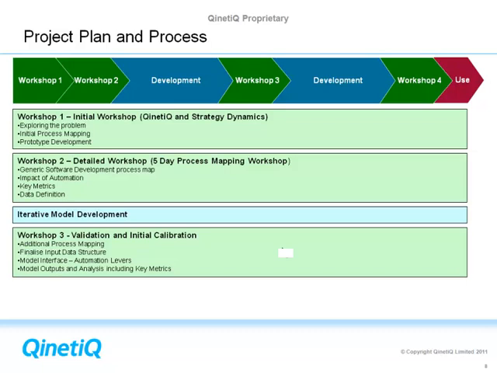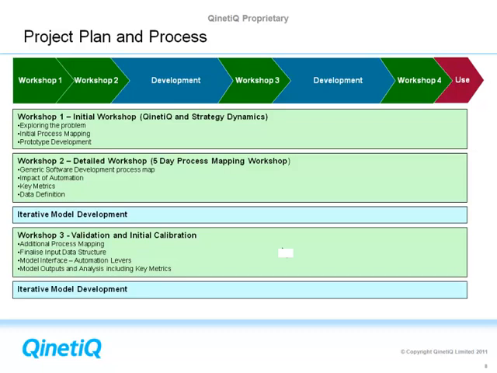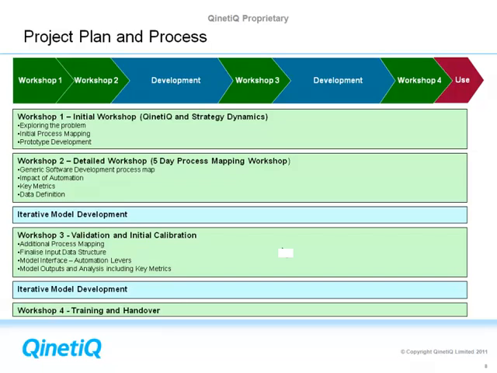During this workshop, we finalised things like the data structures that were going to drive the initial data set that you put into the model, the interface that was going to drive the model in terms of the automation, the management levers that you could pull to understand what your strategy was going to be and what the impacts were going to be, and obviously the model outputs and the analysis that you were looking for to give you your information on the key metrics. And through some more development of the interface and the data input sheets, we then delivered the model with training and handover.